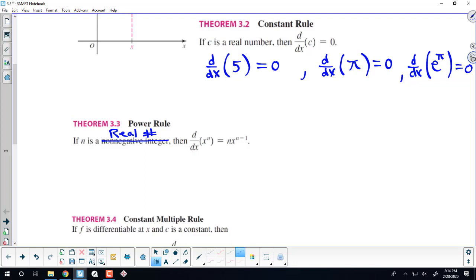So for the derivative of x to any power n, the original power n comes out front to multiply, and then we take 1 away from the power. The derivative of x to the 4th would simply be 4 times x to the 3rd. The original power comes out front and multiplies x to the 1 less power.